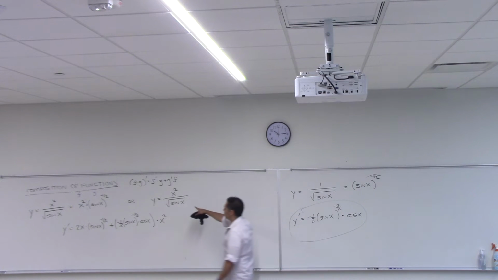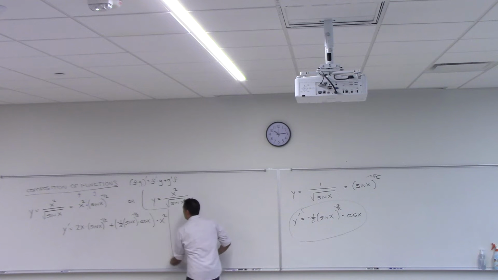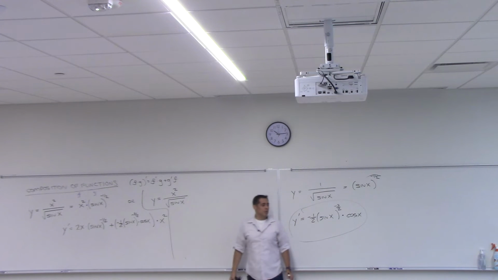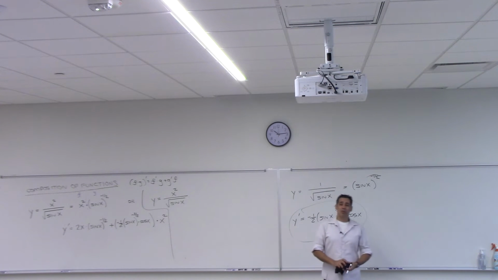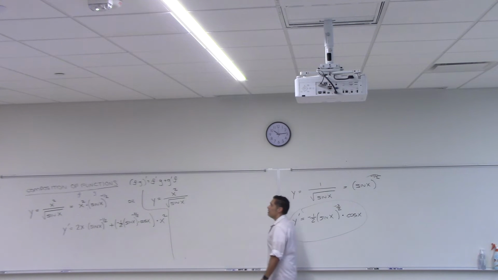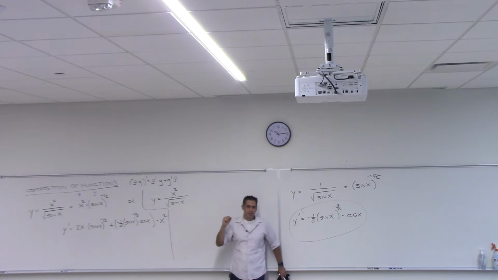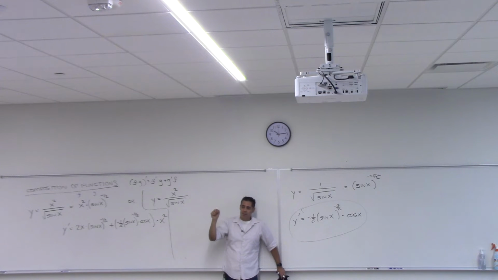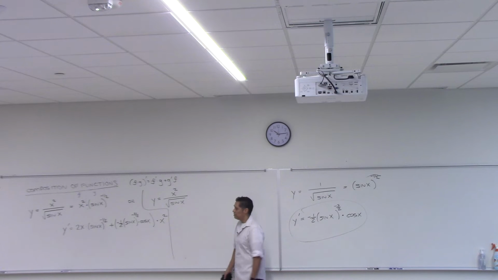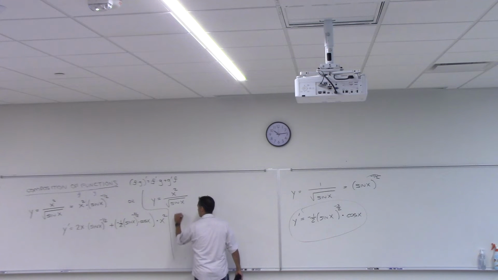You want to see this way? Let's do this way. If we did this one instead and we did quotient rule, the quotient rule says that if we have something over something, the derivative is the derivative of the top times the bottom minus the derivative of the bottom times the top, all of that over the bottom squared. Right? So let's apply the rule.